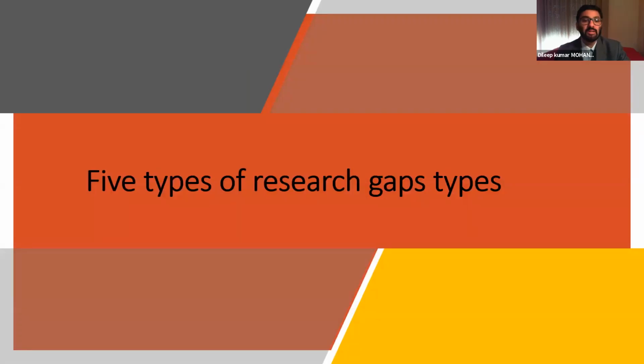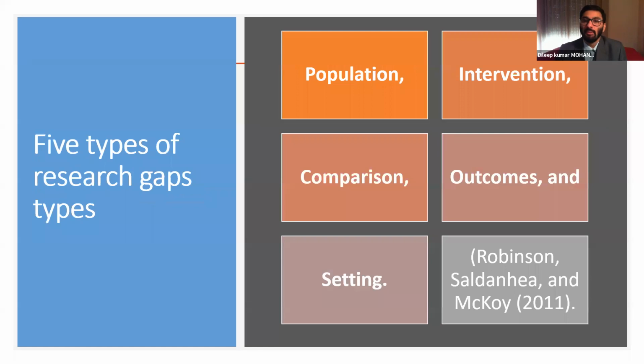All right. So I'm just going to give you 5 types of research gaps. The first type is population. Second is intervention. Third is comparison. Fourth is outcomes. Fifth is setting. And sixth is time. These are given by Robinson, Saldanha, McCoy, and colleagues.